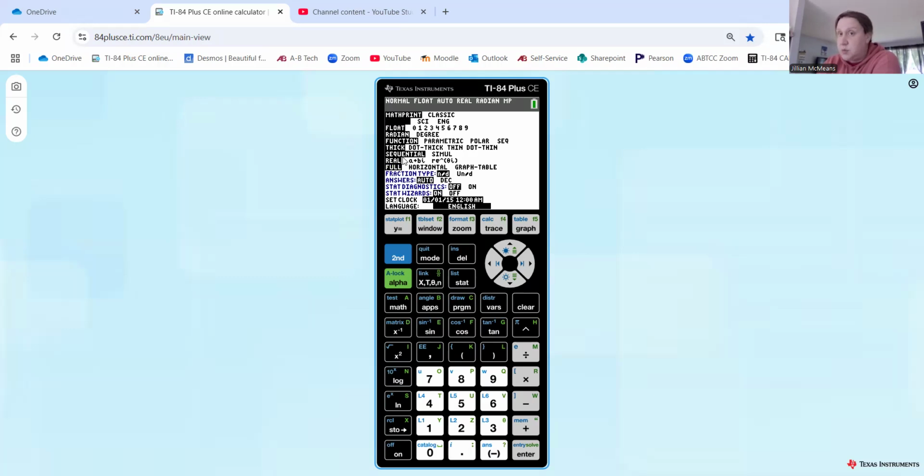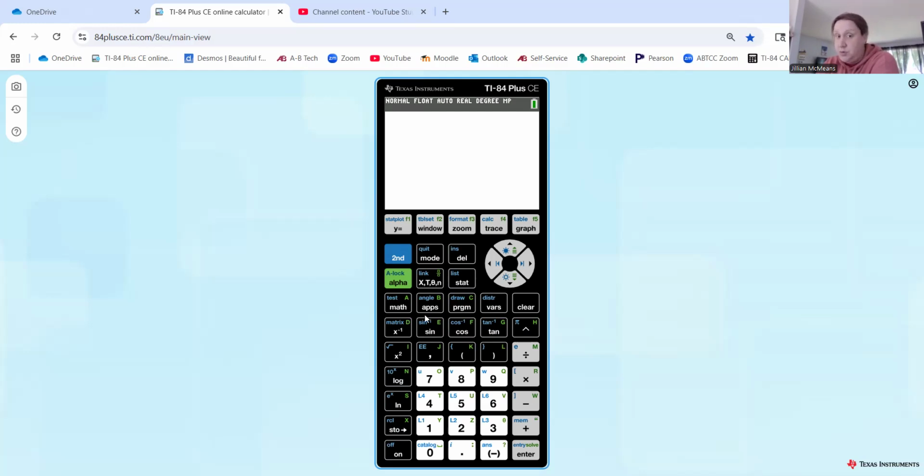We do not want that because we want to find cosine of 15 degrees. So we want to scroll down until we get to radian and degree. We want to scoot over to degree, and then we want to hit enter. And you can see it unhighlights radians, and now degrees is highlighted. So we can hit second quit, and that takes us back to the main screen of the calculator. Okay, so mode, you don't have to hit second, just hit mode. And then when you hit second mode, it'll take you back to the home screen.